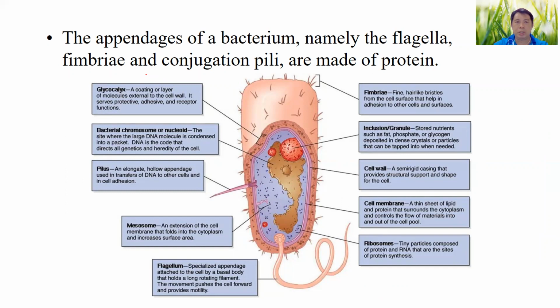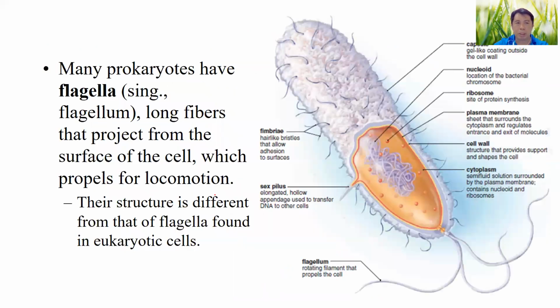The appendages of a bacteria, namely the flagella, you can see the flagellum here. Singular is flagellum, plural is flagella. Then the fimbria, this one, and conjugation pili, or pilus in the singular. This one is a bit longer compared to the fimbria. They are made of proteins.